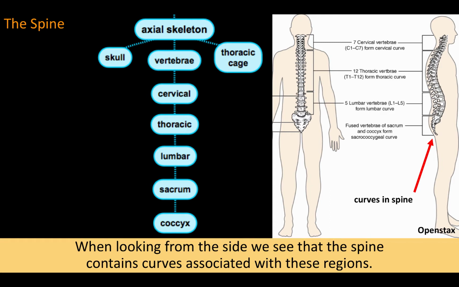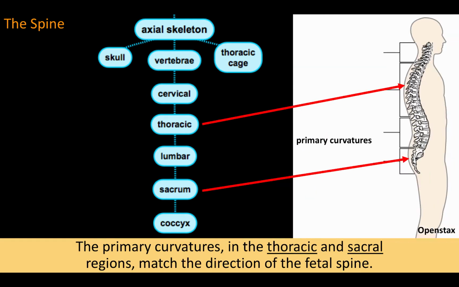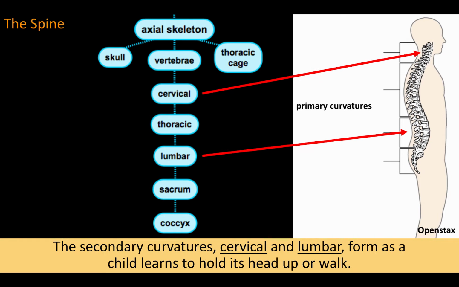When looking from the side, we see that the spine contains curves associated with these regions. The primary curvatures, in the thoracic and sacral regions, match the direction of the fetal spine. The secondary curvatures, cervical and lumbar, form as a child learns to hold its head up or walk.